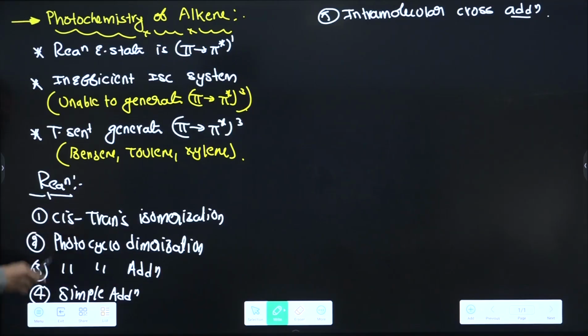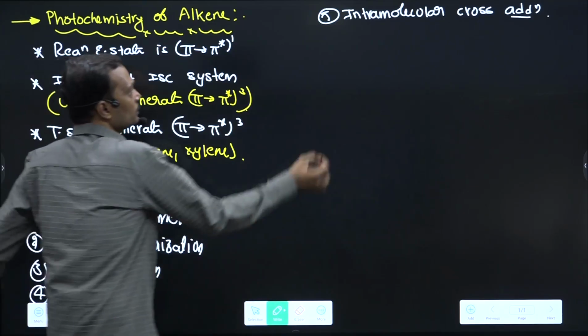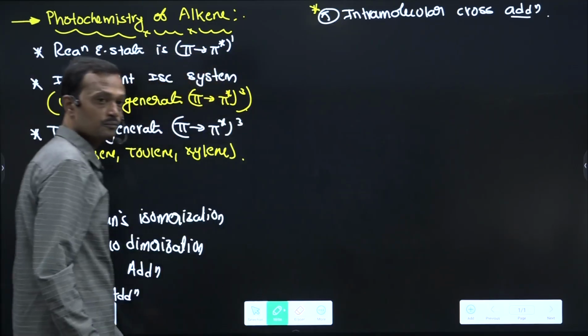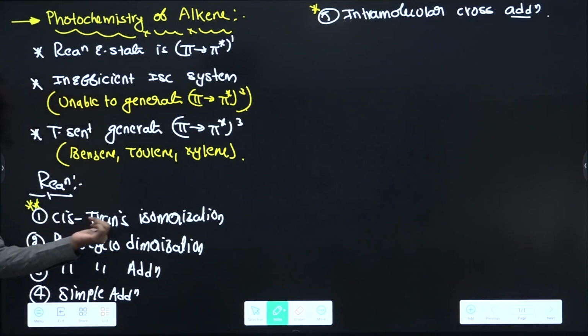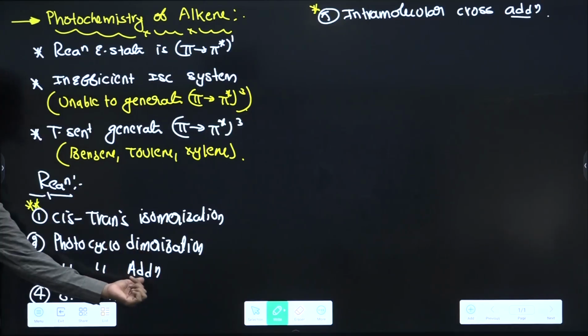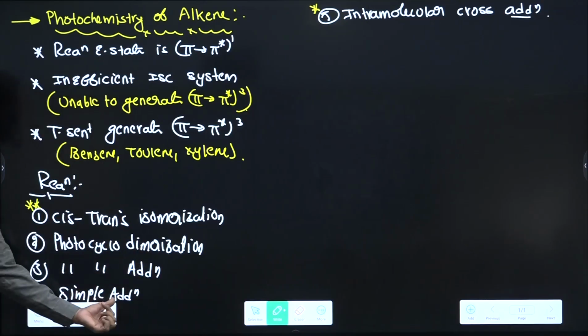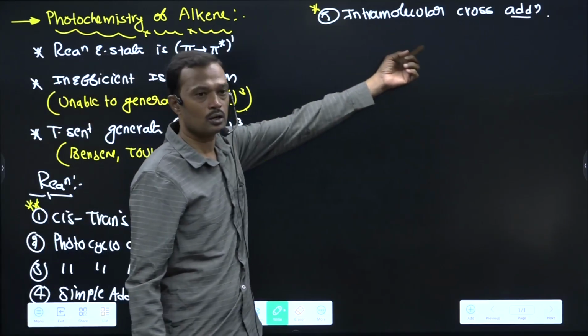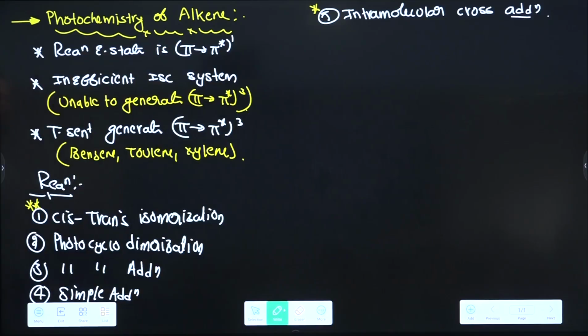Cis-trans isomerism, this is important. Mostly it is asked. Then later on, intramolecular. Only these two are important. Most important is cis-trans isomerization, photocyclodimerization, photocycloaddition. Then this is simple addition, then followed by intramolecular cross addition. Benzene, toluene, xylene are the common triplet sensitizers. Most important questions are coming from cis-trans isomerization only.